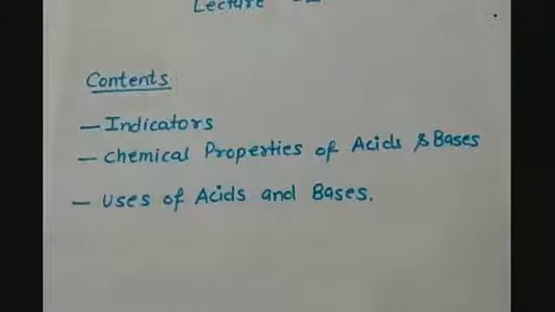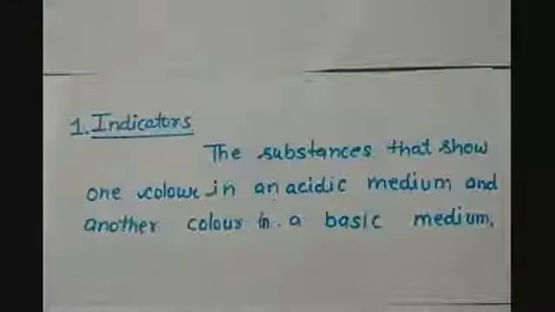So let us begin with the first topic, that is indicators. Indicators, as the name indicates, give indication about something. Now what is this something here? Here this something is acids and bases. They indicate the nature of the substance or solution, whether the substance is acidic or basic. So the substances that show one color in an acidic medium and another color in a basic medium are called indicators, or the substances which show different indications on the change of medium.